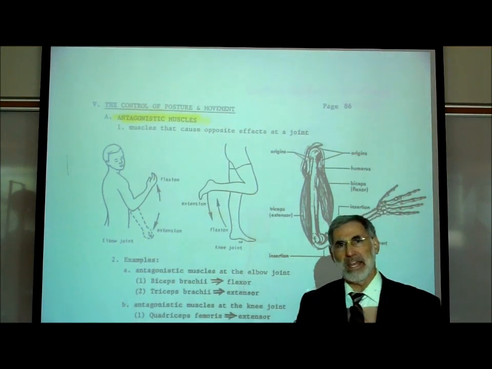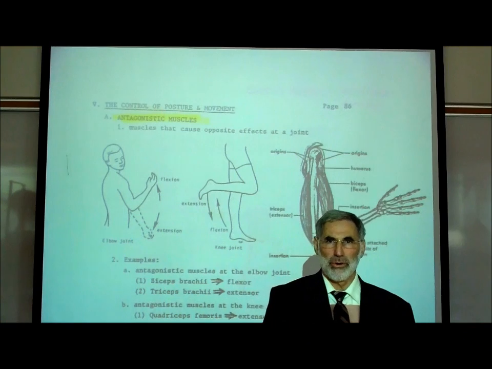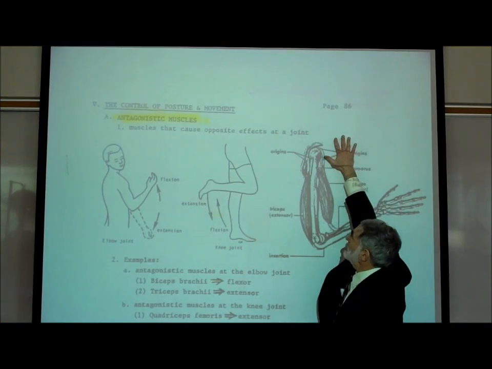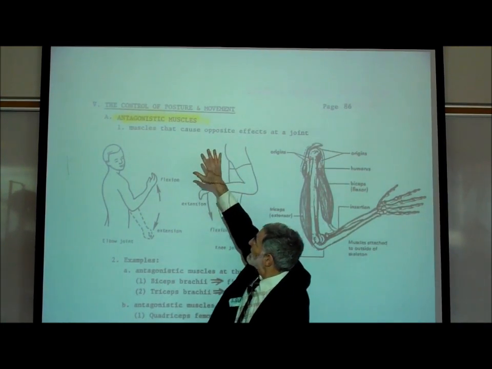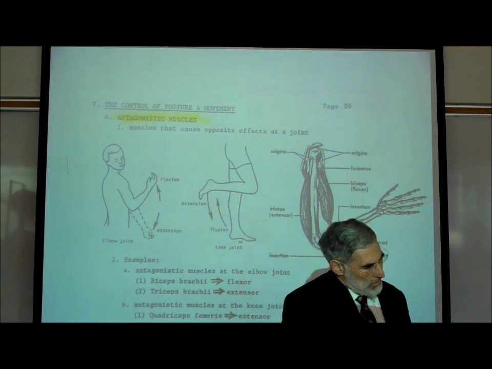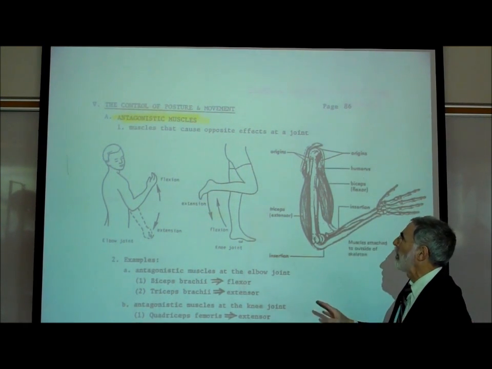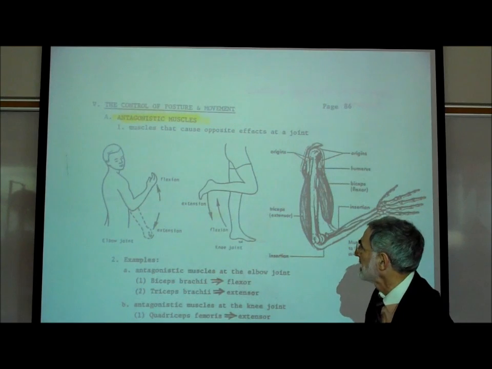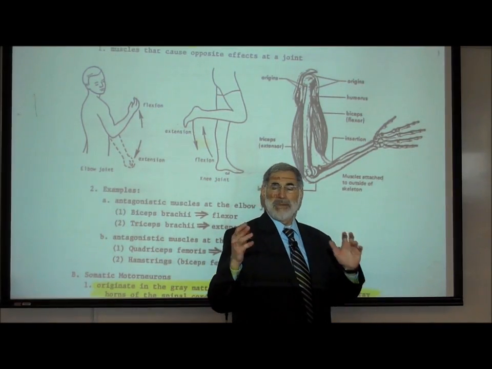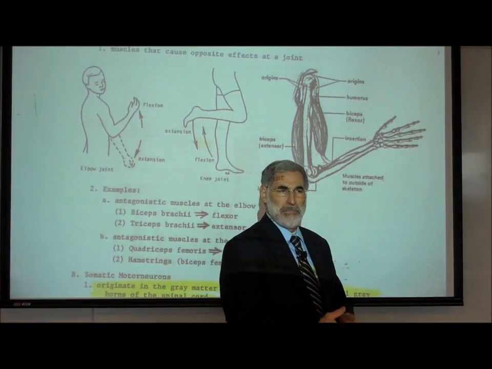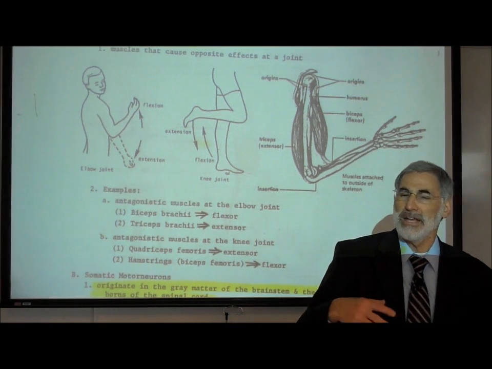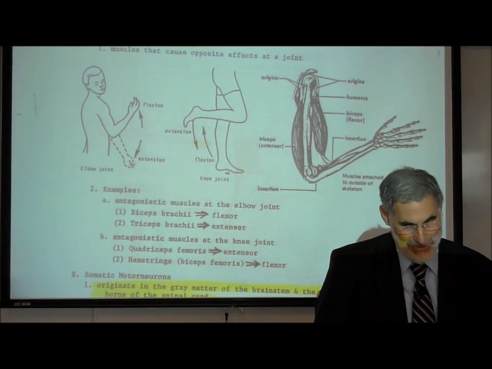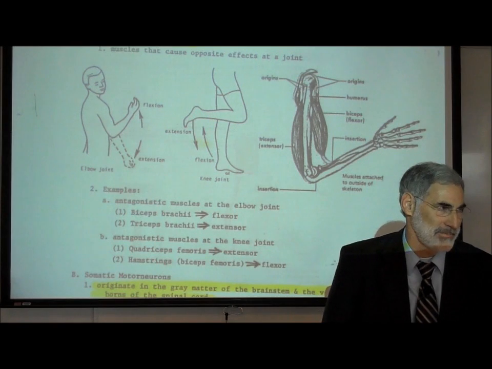What we now want to look at are somatic motor reflexes. We're on page 86, and the first thing I'd like to remind everybody of is a concept that you all learned about in human anatomy. You learned the action of muscles, and they also asked you to learn the antagonist, the muscle that has the opposite action.